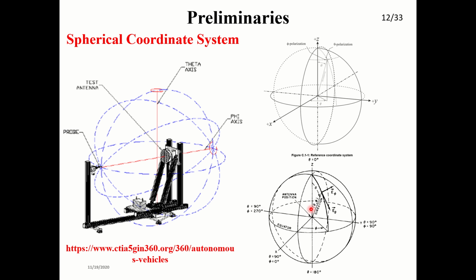Here, basically, how the testing is done is that there are two ways. If you have only one axis positioner, which means it can rotate in only one axis at a time, in that case you will fix, for example, theta at 90 degrees, then rotate phi from 0 to 360 degrees. That is one rotation.